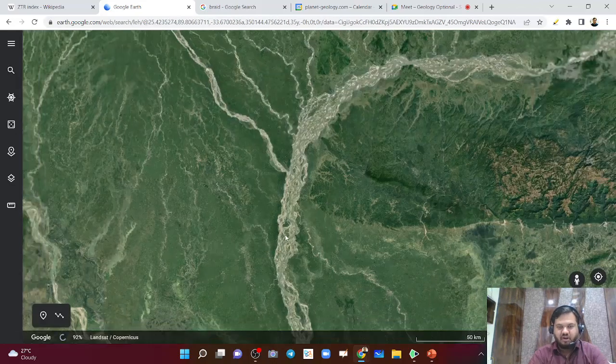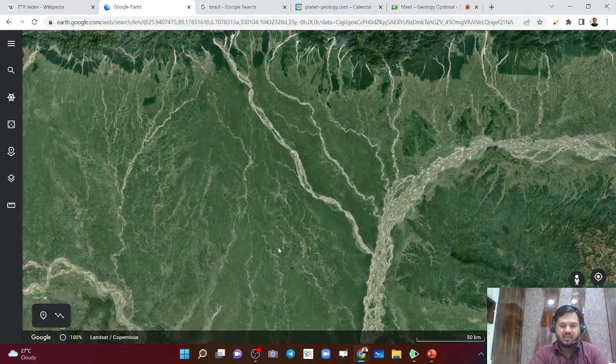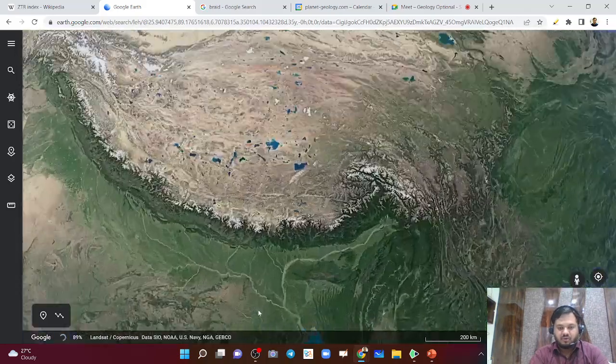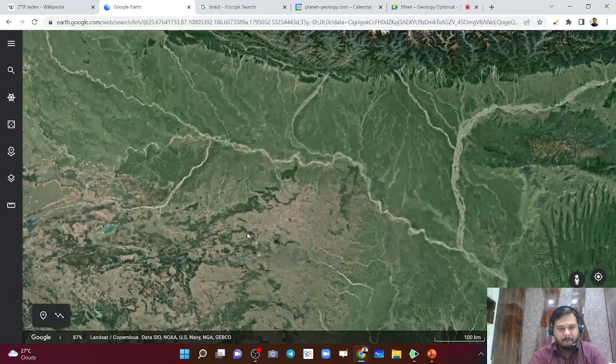You can see a lot of sand, a lot of water here, and this is Ganga. See, Ganga looks so dull compared to Brahmaputra. Now let me show you something else, right?